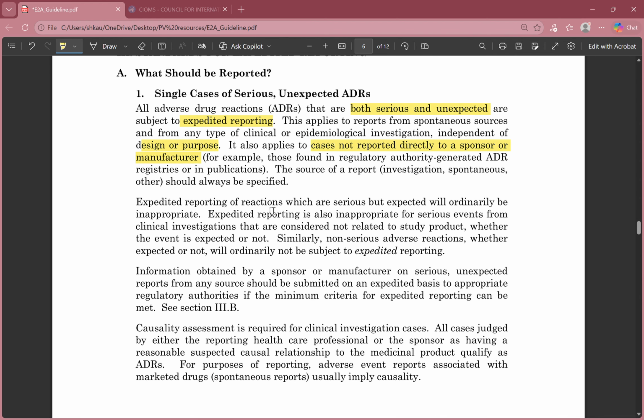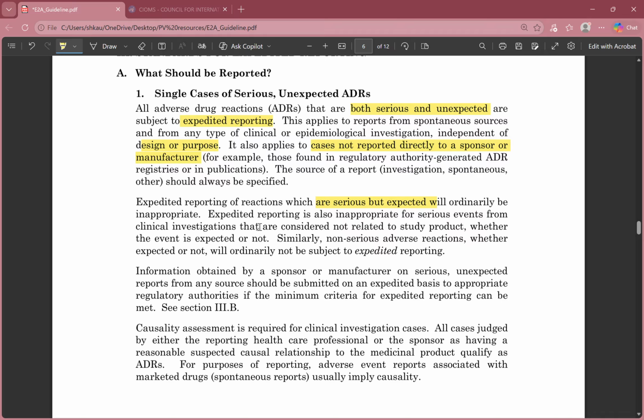Next part that we have here is this paragraph. It states what is not subjected to expedited reporting. So the very first one is, although the adverse reaction is serious, it is expected. Therefore, it is not meant to be done as a rapid reporting because it is something which is already expected, right?